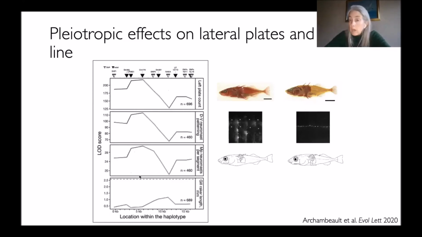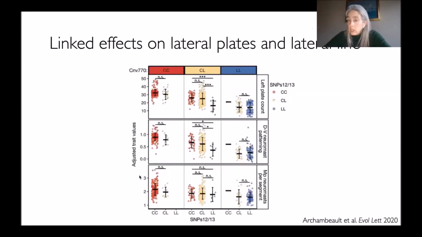Interestingly and surprisingly, actually, no other traits mapped. So for those 120 other traits that we looked at, nothing mapped to the haplotype, suggesting that they are due to linked loci outside of the haplotype. We did find evidence for a little bit of linkage of an additional mutation within the haplotype that affected both lateral plates and lateral line.